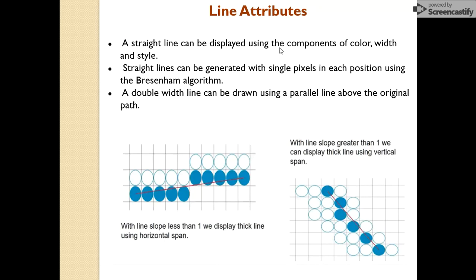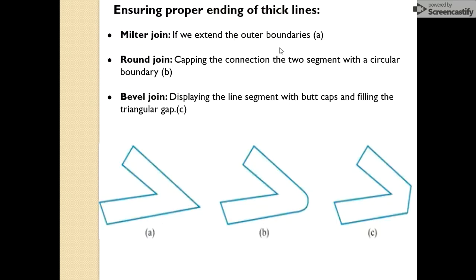Line drawing algorithms use the Bresenham algorithm for line drawing. A double width line can be drawn using a parallel line above the original path. Coming to the ending of thick lines, we have three types of joints: miter joint, round joint, and bevel joint. The miter joint is where we extend the line boundaries, and the round joint is where we cap the two connections. The bevel joint has a butt cap, which fills the triangular gap.